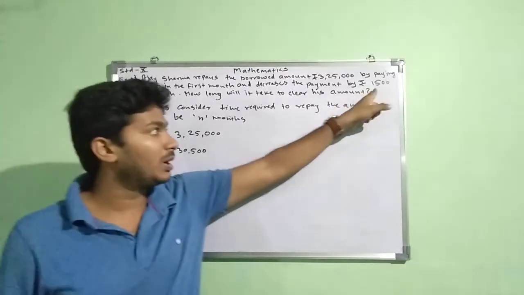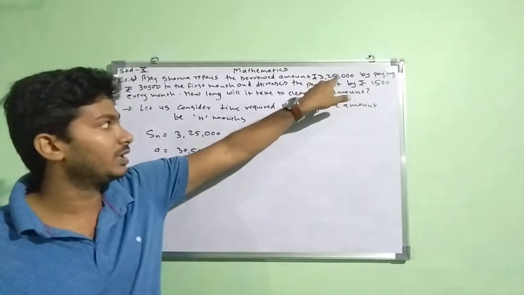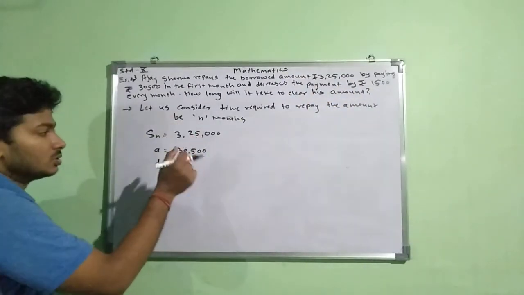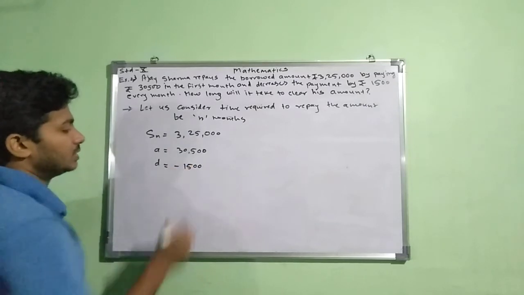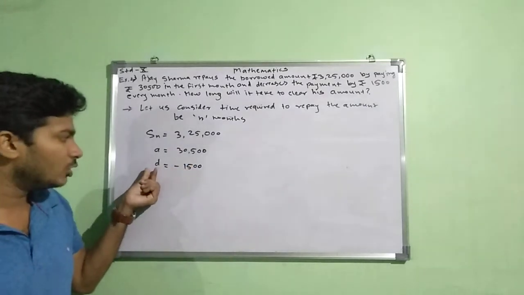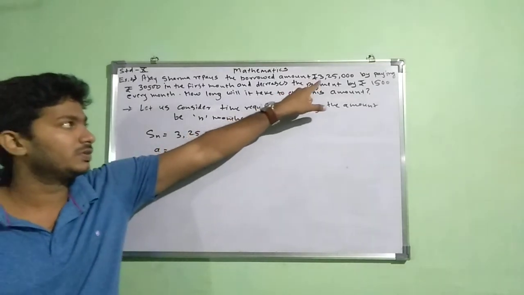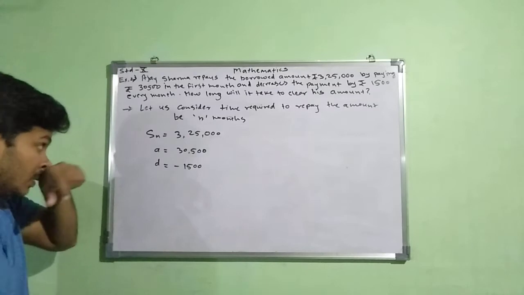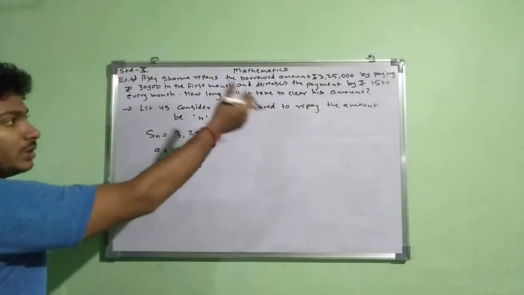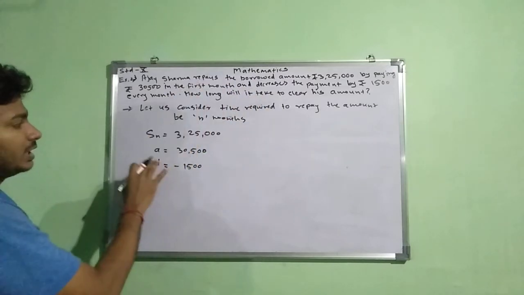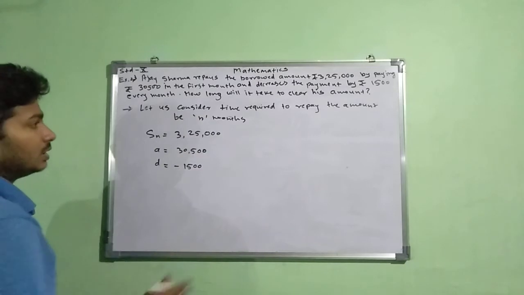1500. Now the payment is decreasing from that total amount of 3,25,000, so we will have to write it as minus 1,500 rupees. So our value of d is minus 1,500. Now here we have to find in how many months he will repay the complete amount. That means we have to find the value of n, which is what we have considered.